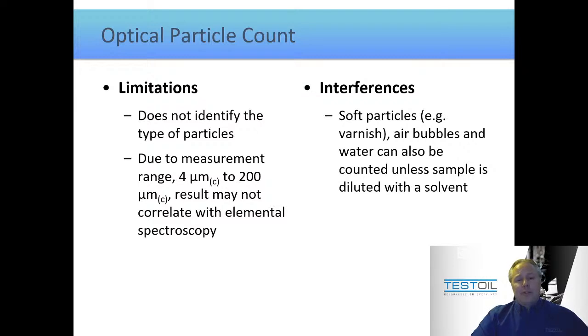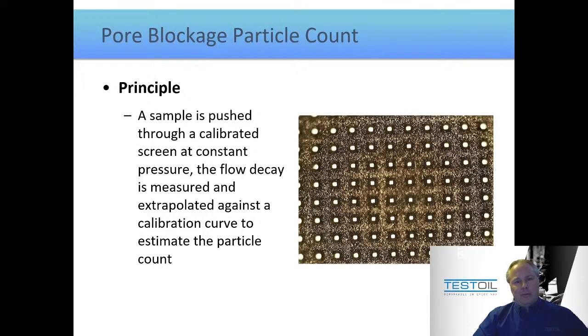With optical particle counting, because it is sizing and counting shadows, anything else that has the ability to cast a shadow could potentially be counted as a particle when in fact it actually isn't. And these tend to be things like air bubbles, water molecules, and even soft contaminants like the oxidation byproducts that lead to varnish. So that's why at test oil we prefer to use pore blockage particle counting.